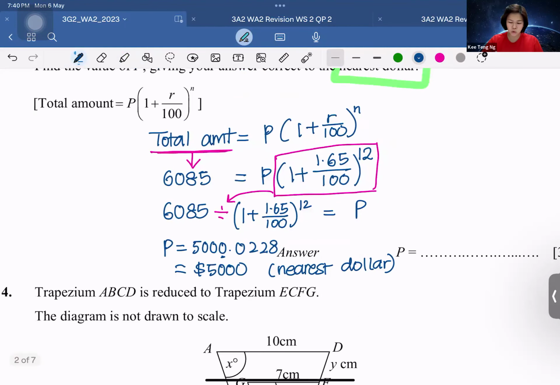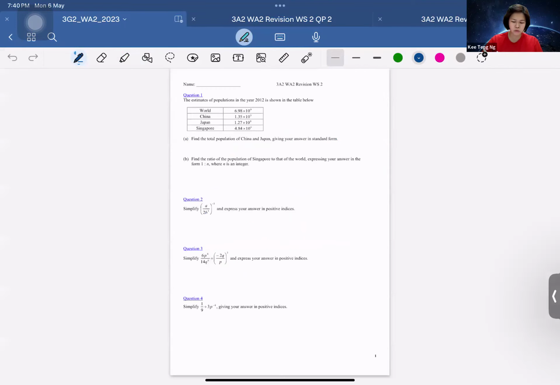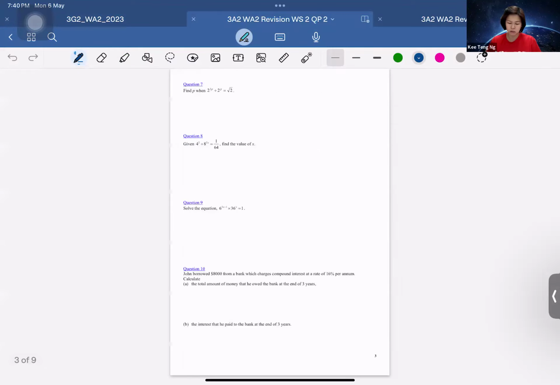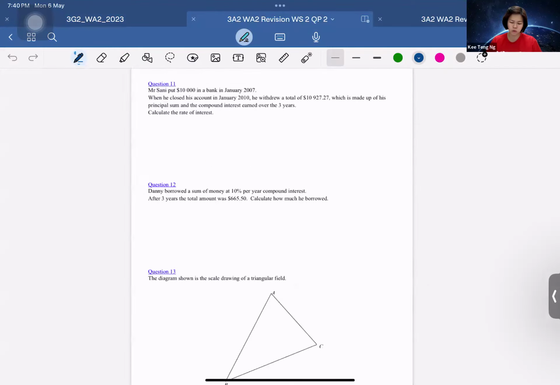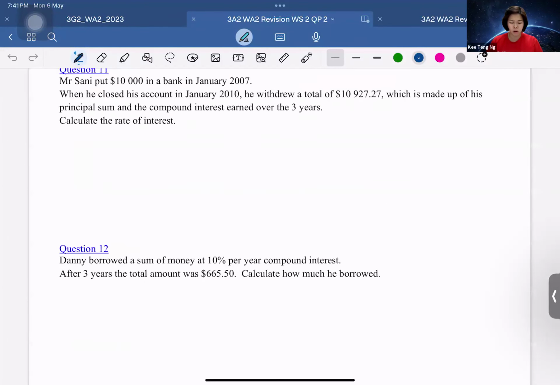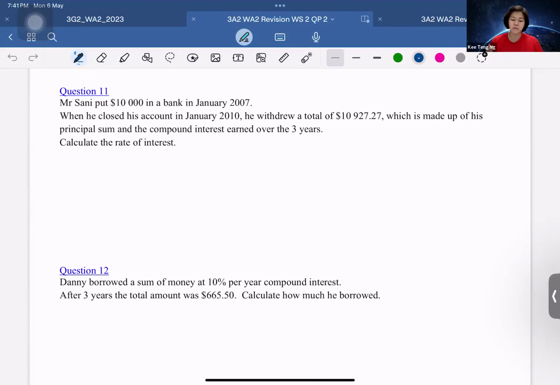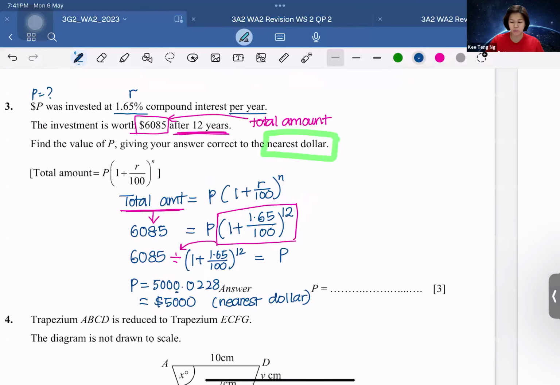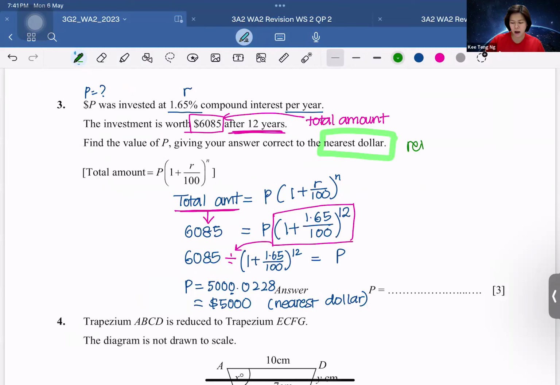So this question over here, if you look at your 3A2 revision worksheet 2, which some of you have not taken the soft copy or the hard copy, this question is the same as question number 12. For this topical revision worksheet, I revise a bit more questions rather than just the 2023 paper. So for you, I'll make a comment over here: revise worksheet 2, question number 12. Okay. Next question.